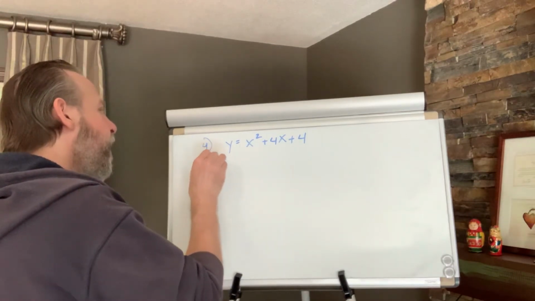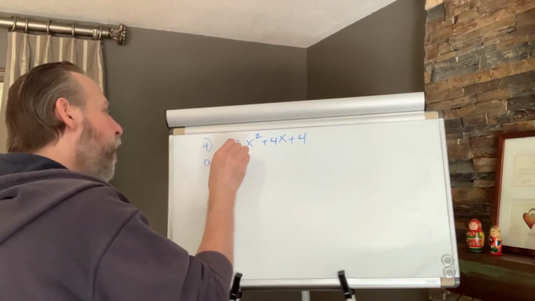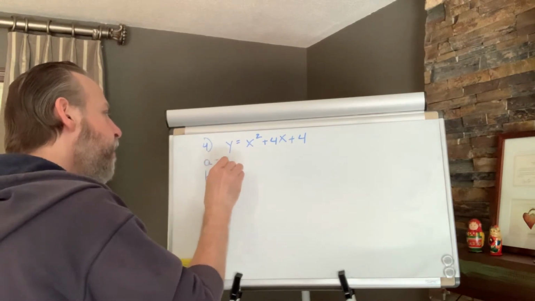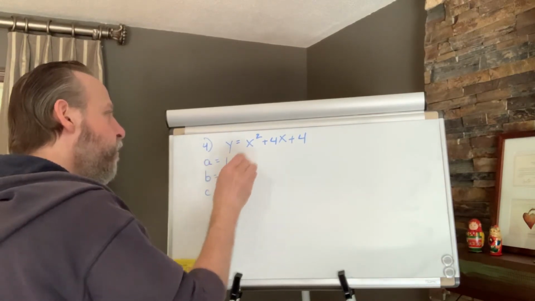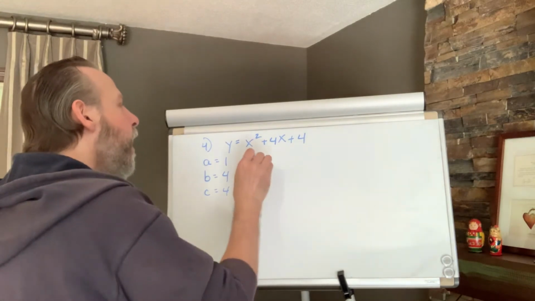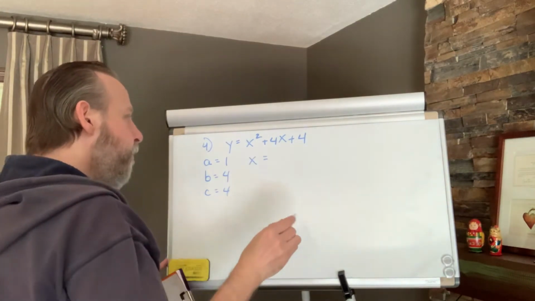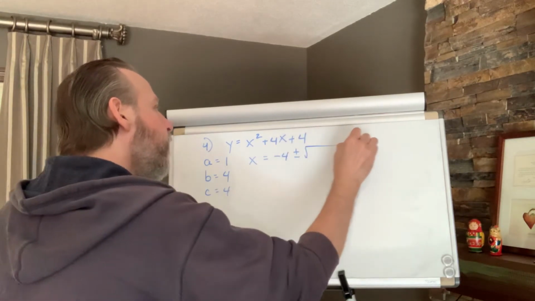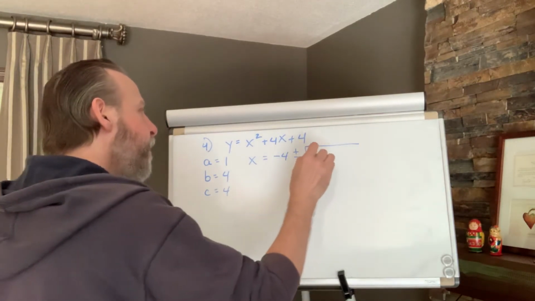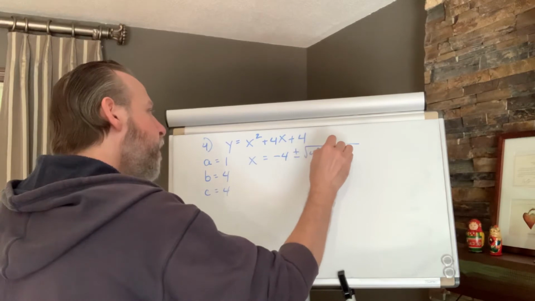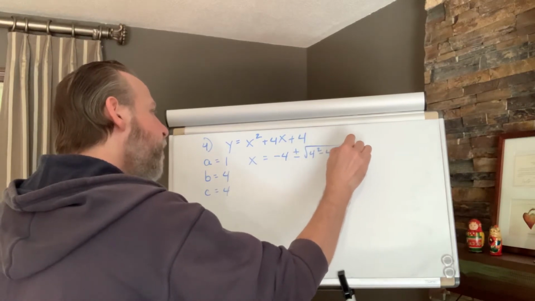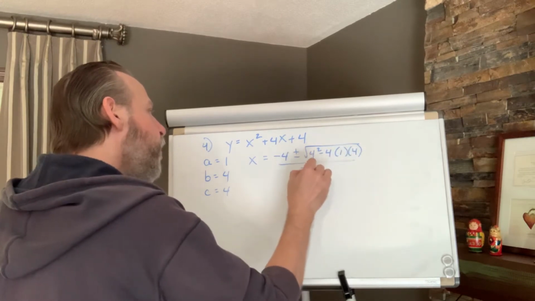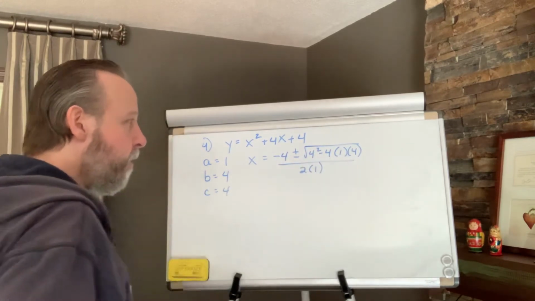Identify, if you like, A, B, and C. A is the number 1, because there's an invisible 1 next to the x squared. B is 4, and so is C, because there's 2 4s there. X equals negative B. That's negative 4, plus or minus the square root of B squared, that's 4 squared, minus 4AC, 4 times 1 times 4, all over 2A, that's 2 times 1.